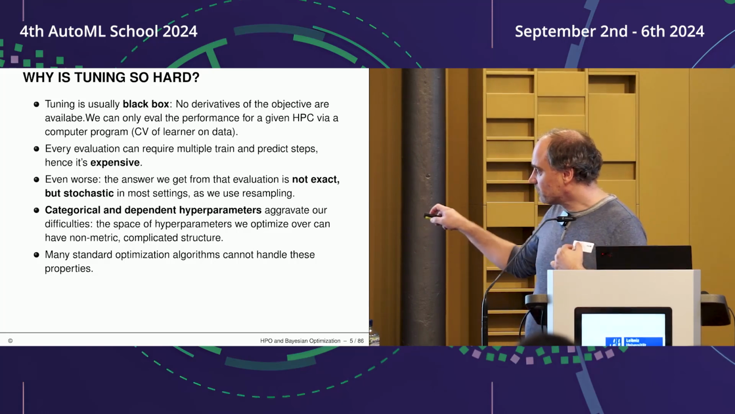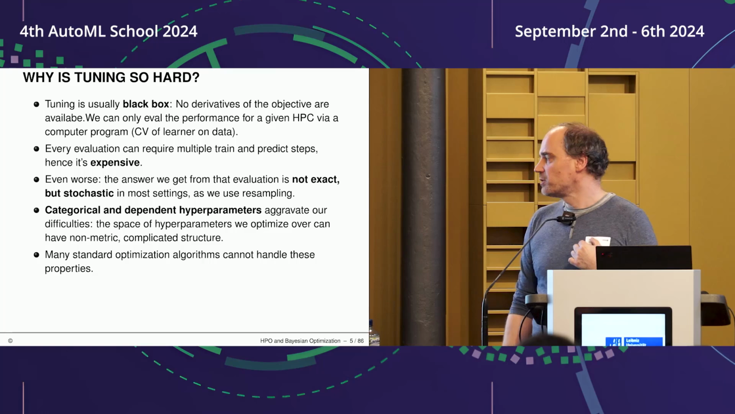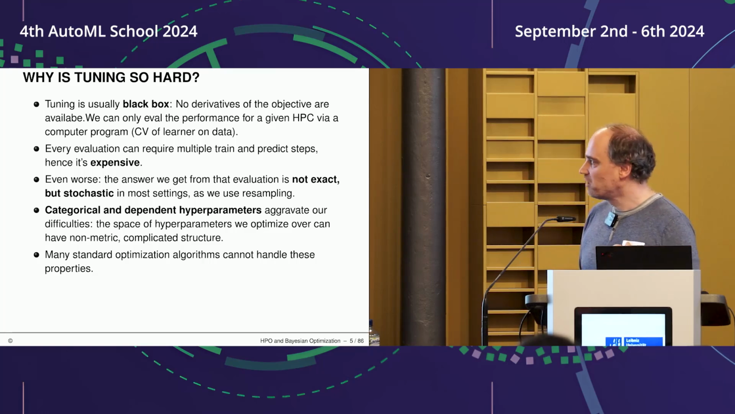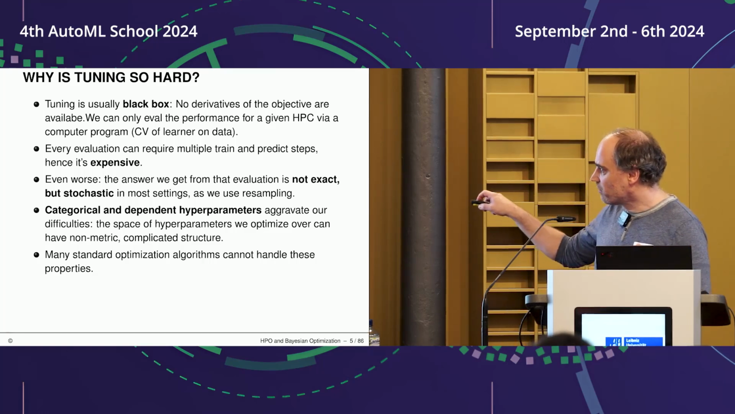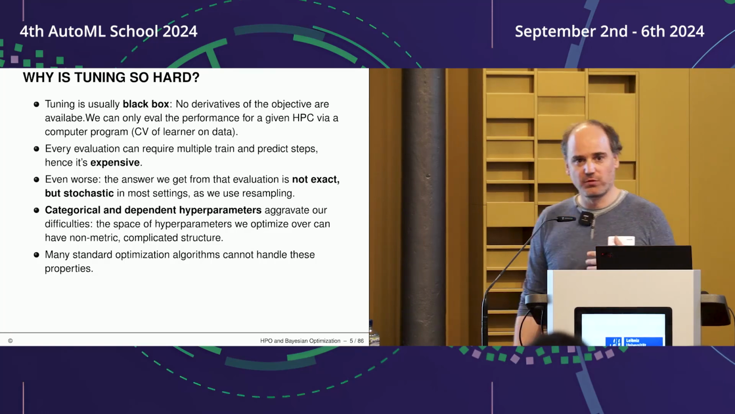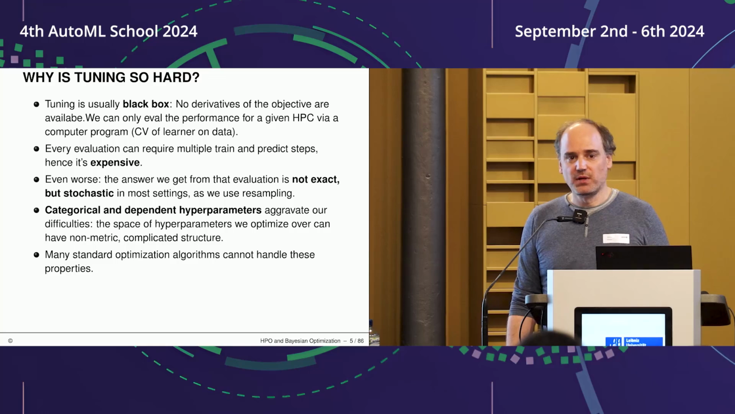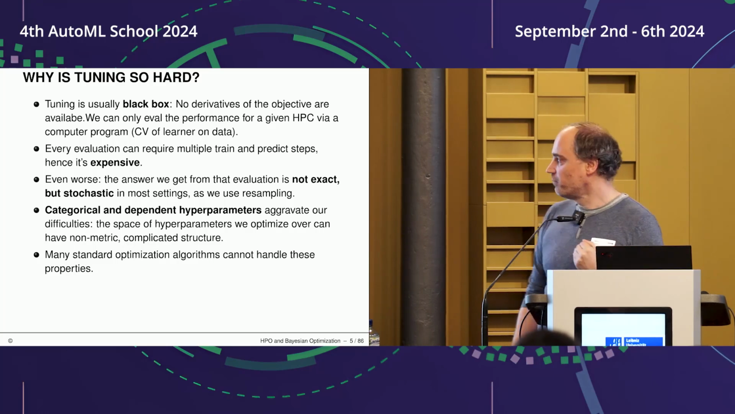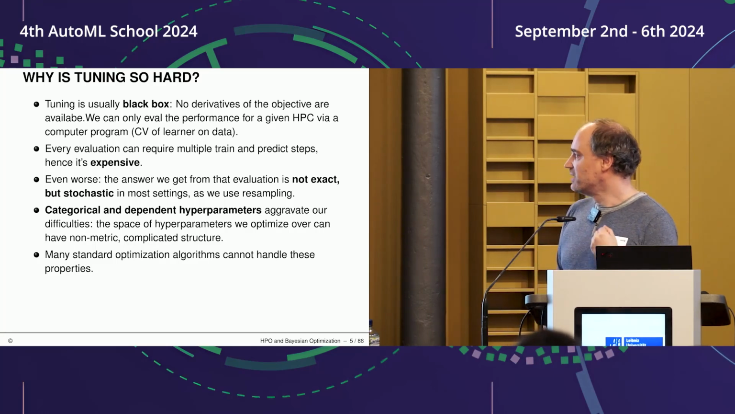The next thing, which is nowadays addressed quite well, is the search space structure. Many of the classical algorithms assume something like numerical parameters. In hyperparameter optimization, we very often have categorical parameters and also dependent hyperparameters.